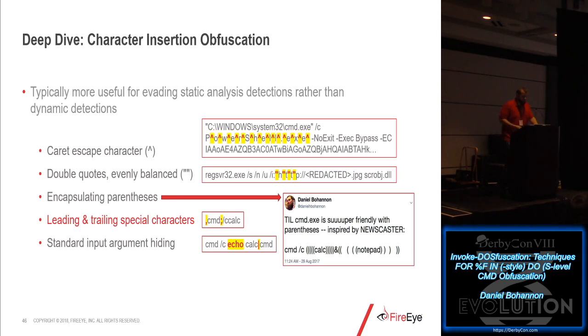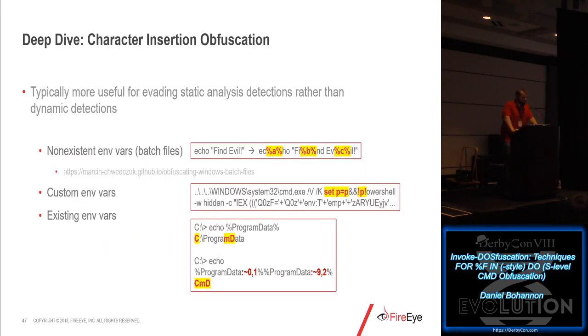Standard input argument hiding, we looked at that in one of the previous examples. Using non-existent environment variables, this was a technique that was blogged about many years ago, but it's only applicable to batch files because if an environment variable doesn't exist, it'll just resolve to nothing. On the command line, however, it just won't resolve to anything, and then you're stuck with %a%, and it messes up your command. Custom environment variables, within a single session, setting and substringing.